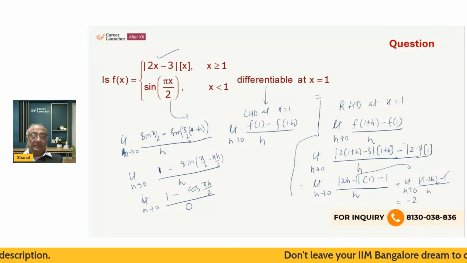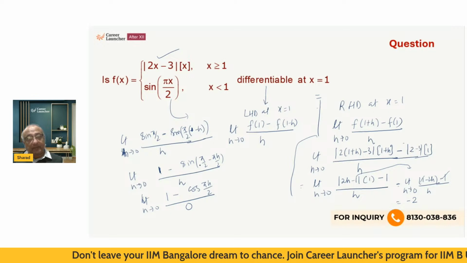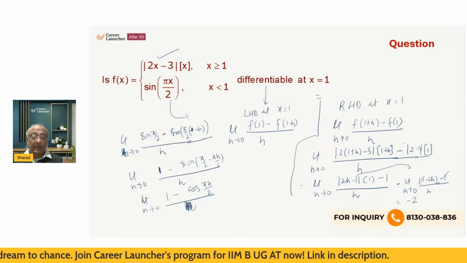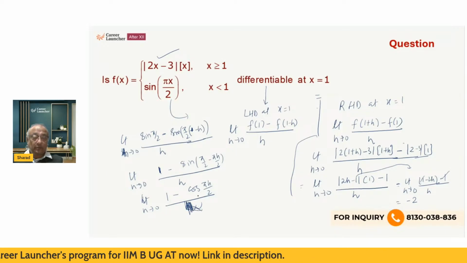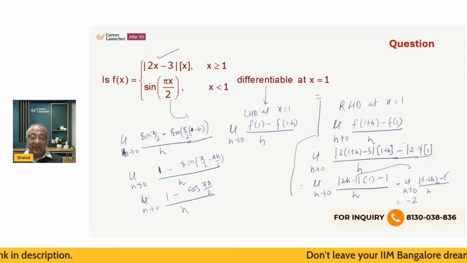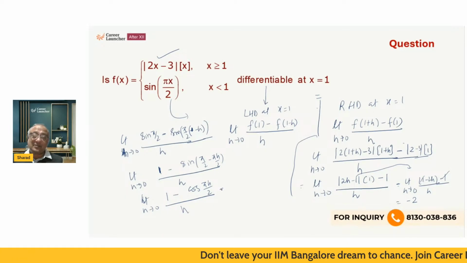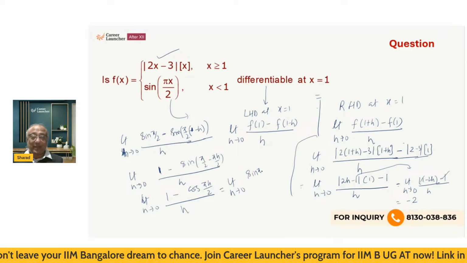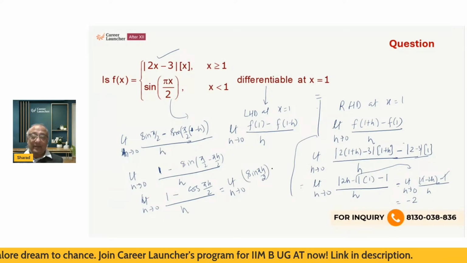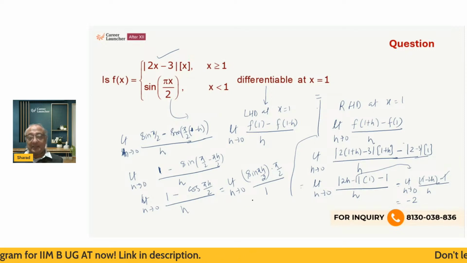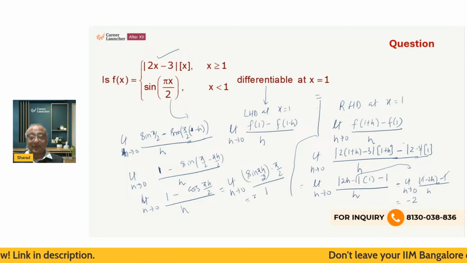So this will be limit h tends to 0, 1 minus cos pi h by 2, upon h. Is it clear? Sine of pi by 2 minus theta is cos theta. Since h tends to 0, cos 0 is 1, so this is a 0 by 0 form. I will simply differentiate it. This will become sine pi h by 2 multiplied with pi by 2, because I'm differentiating with respect to h, and the denominator is 1. So what is my answer if I put h equal to 0? Pi by 2.